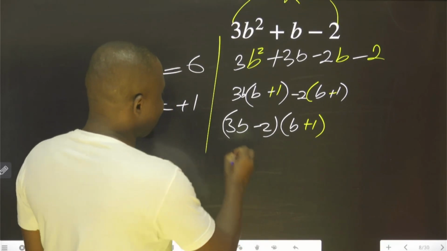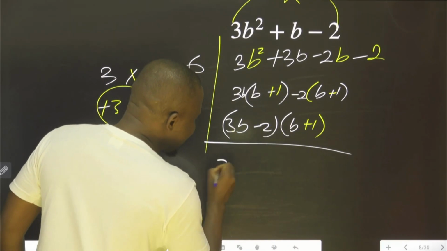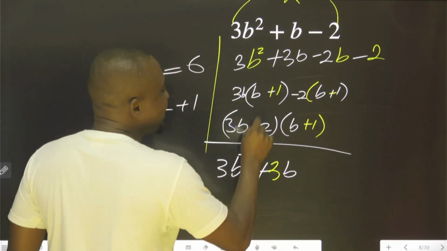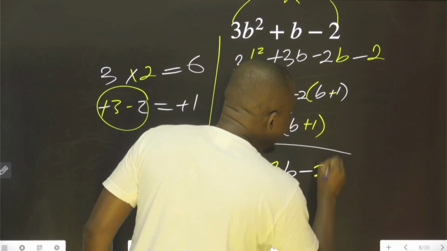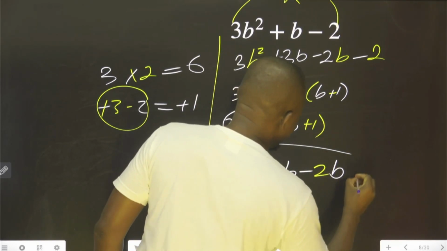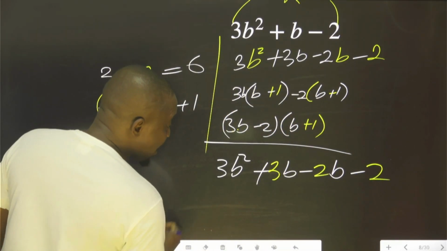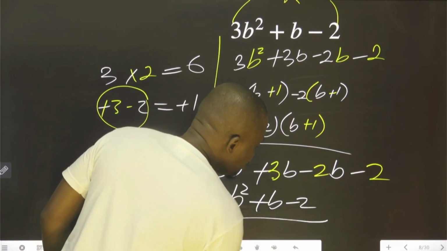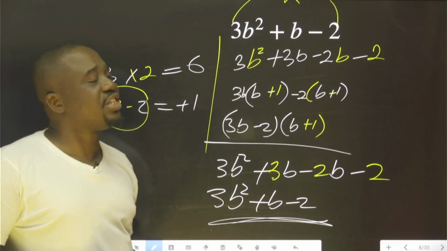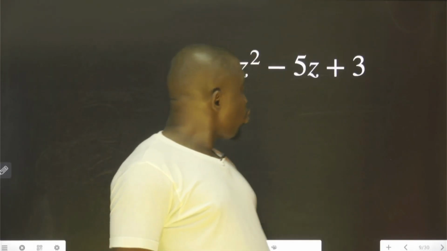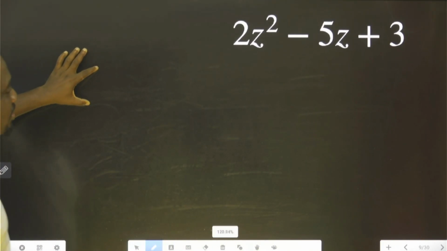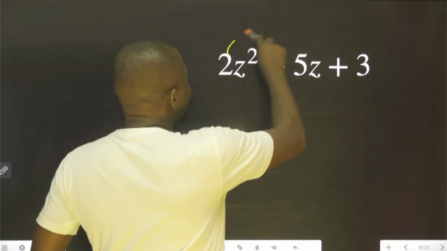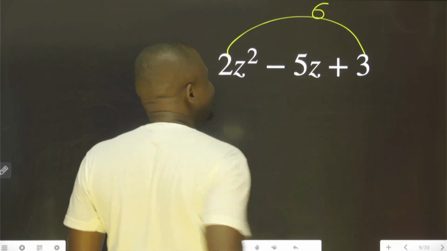You can verify by saying this multiplied by this is 3b squared. This multiplied by this is plus 3b. This multiplied by this is minus 2b. Then this multiplied by this is minus 2. Then you agree with me that this 3b squared, this and this will produce b. This is minus 2. The same thing with the original. Very simple. We continue. Now, this multiplied by this, you agree with me is what? Produce 6 again.